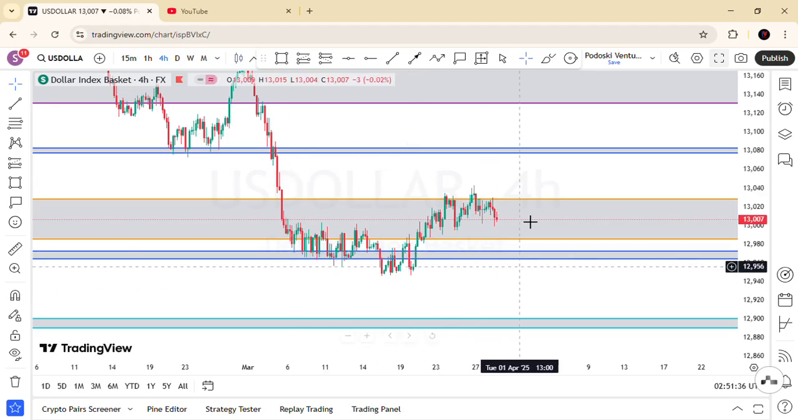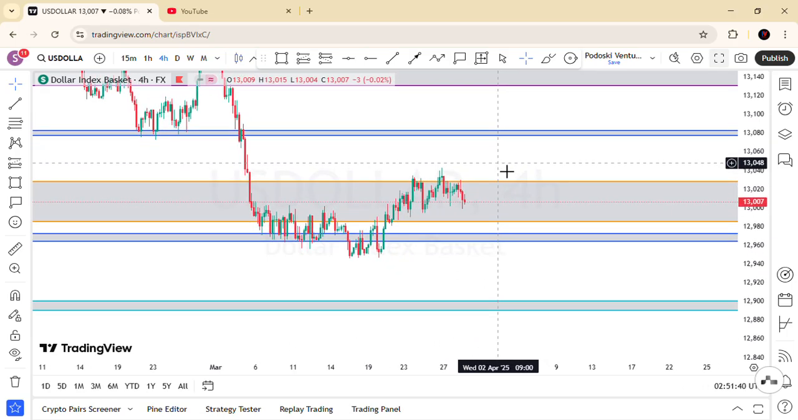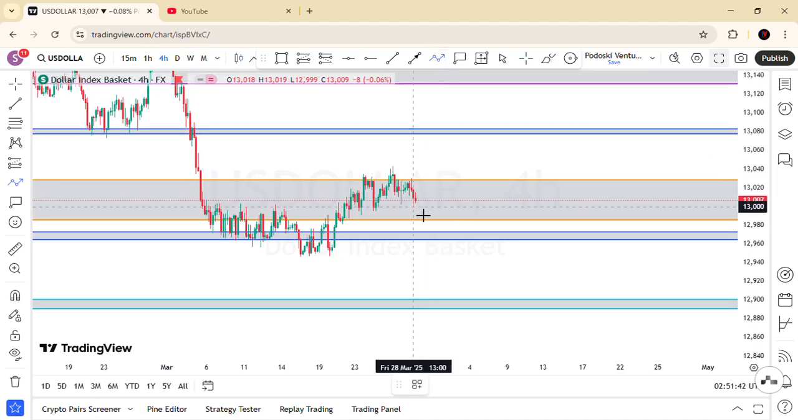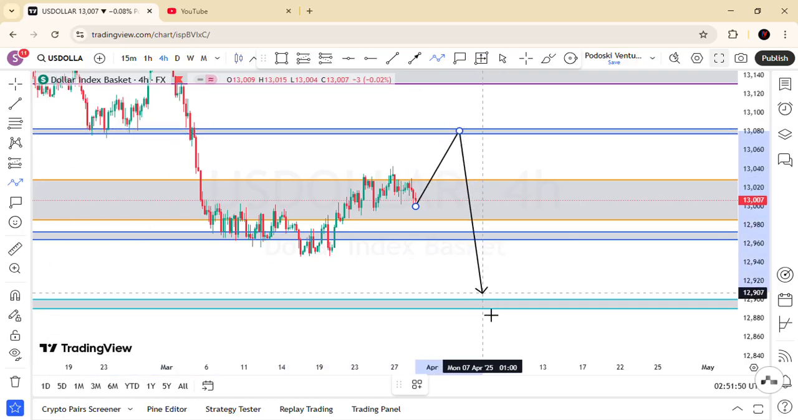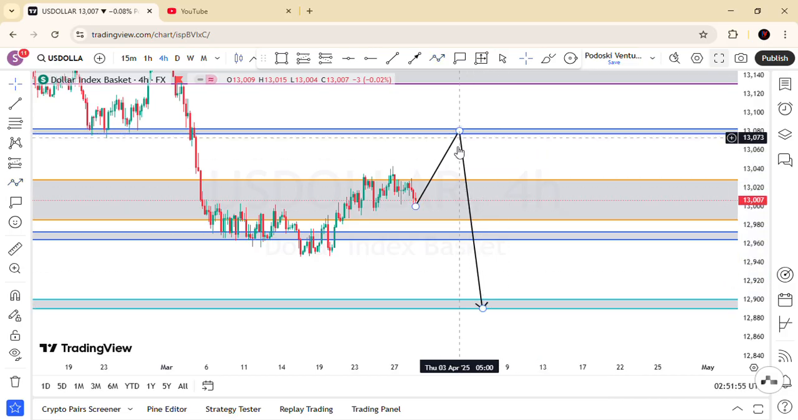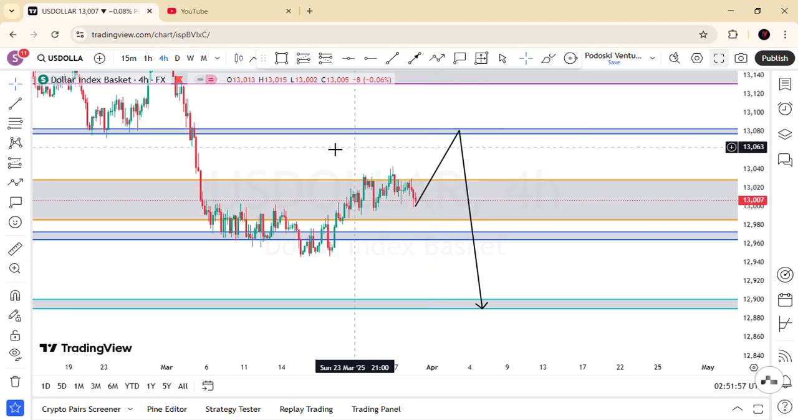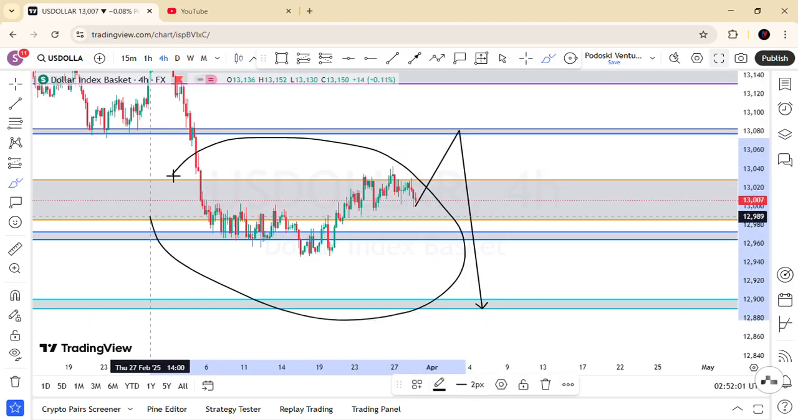So what you need to do is wait for price to break out of the consolidation. Even though there's a possibility that price will go up and touch the 4-hour breakout zone, which is here, we are still looking for selling opportunities. But we are not going to take the sell from here, because price is currently consolidating in this zone.